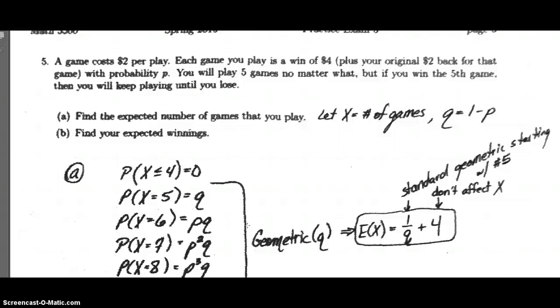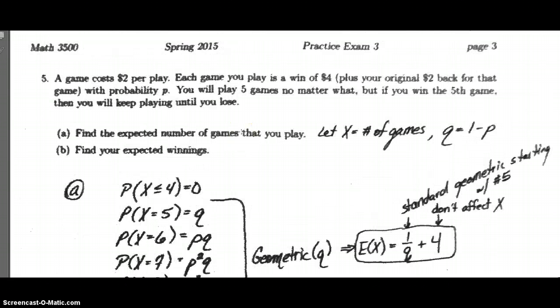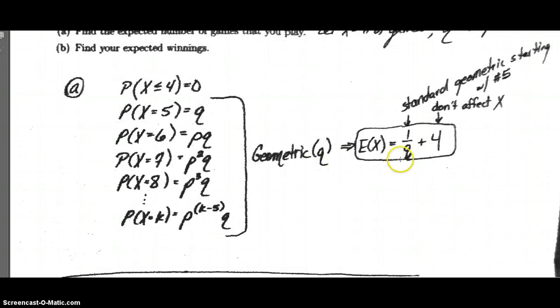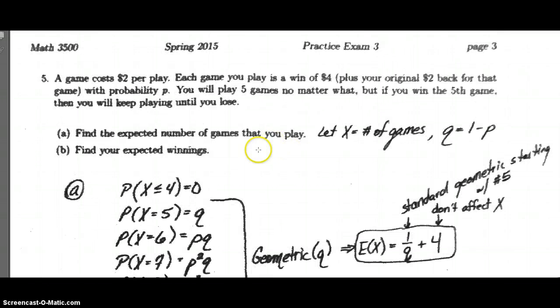Okay, we have a game for $2 per play. Each play is a win of $4. Expected number of games played. So this is just essentially a geometric distribution after we get past the first 4. So the first 4, it's just operating under a binomial distribution. After game 4, it's a geometric distribution. Both of these are pretty common distributions.